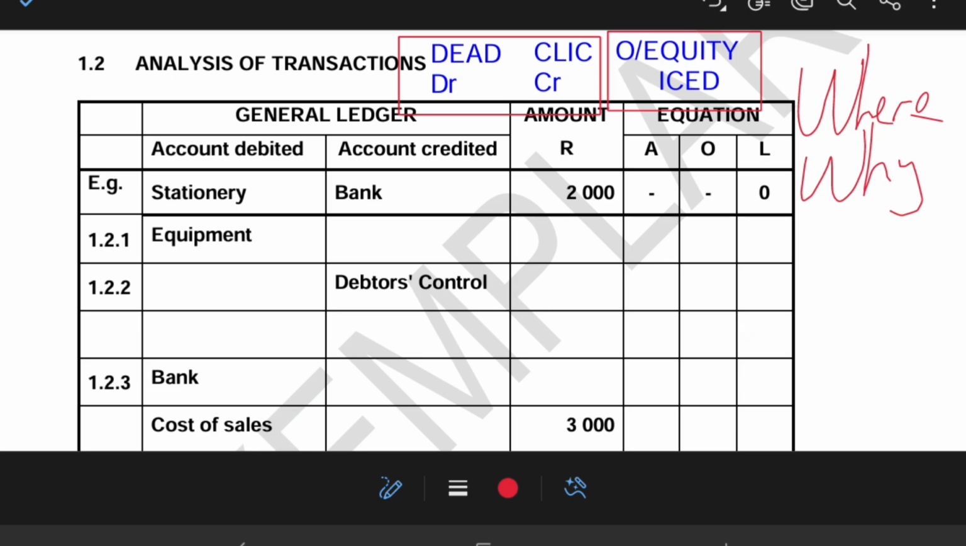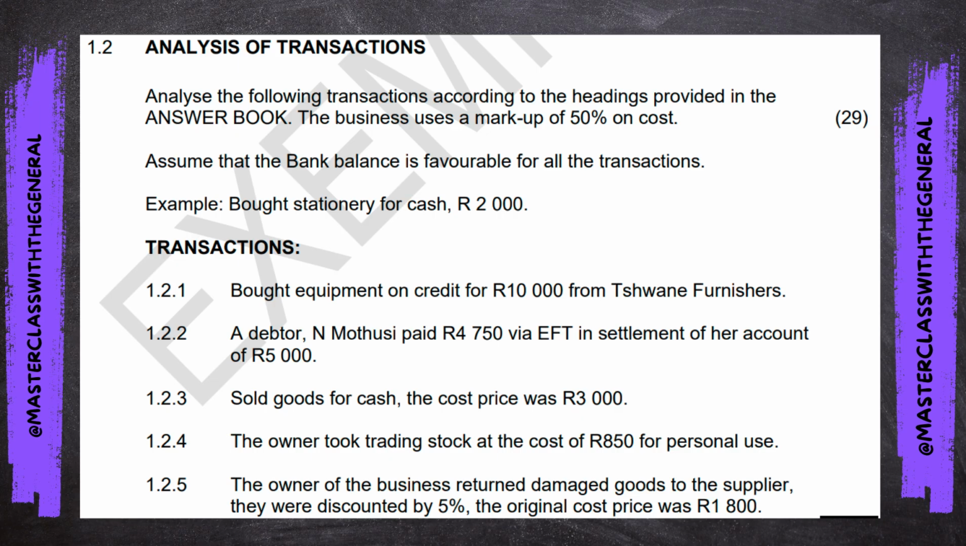So let's go again. Bought equipment on credit for 10,000 Rand from Swane Furnishers. So there was an exchange of money there. Where did the money come from? It was on credit, meaning that the first account we are dealing with there is creditors control. Then the second account we are going to deal with, we are asking why was that transaction done? It was to buy equipment. So now we've got 2 accounts, equipment and creditors control.